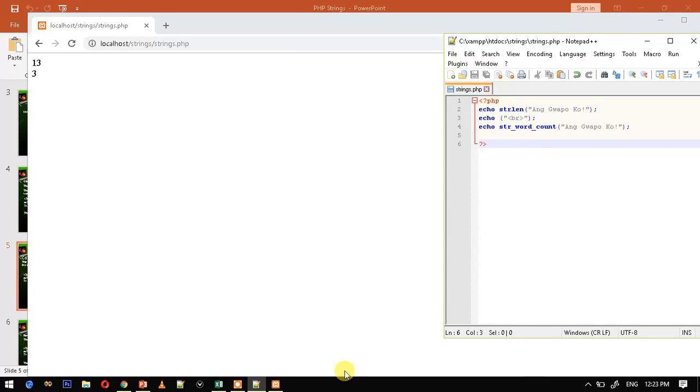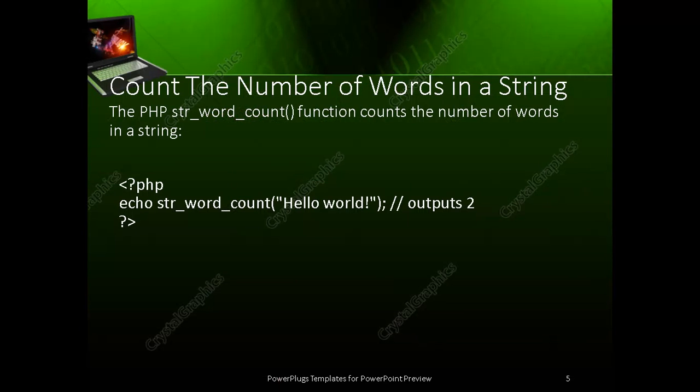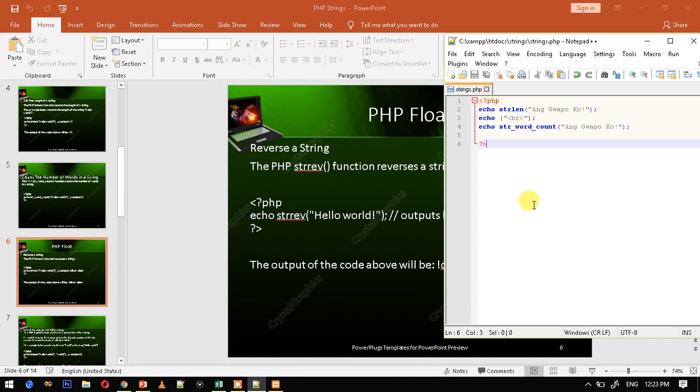Okay, so let's continue. So how to reverse a string? The PHP strrev function reverses a string. Example: echo strrev("hello world") outputs its reverse order. Okay, so let's drag in the code. So let's make a line break again so that it will reverse it.